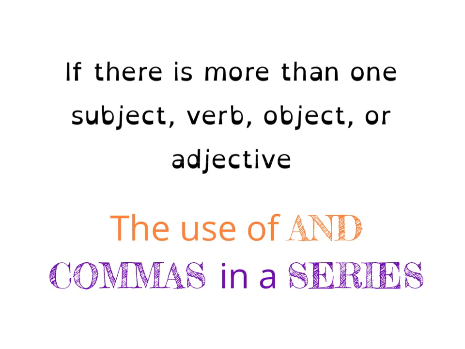When we have more than two of the same kind of thing, like more than two subjects, more than two verbs, more than two objects, we call that a series. It is a list of 3 or more words that are the same kind of word.